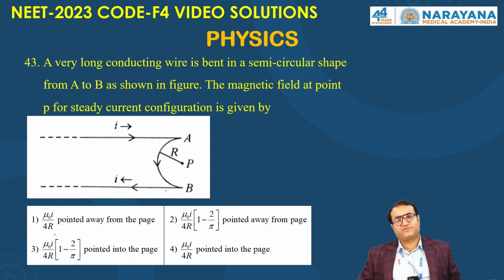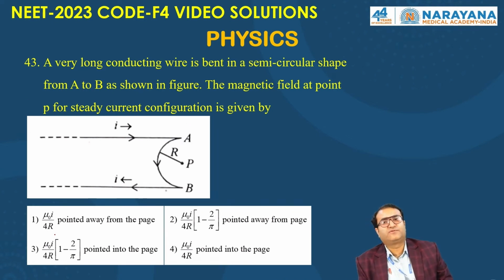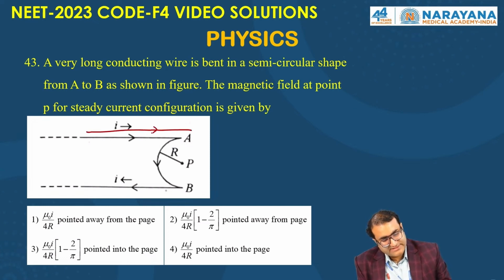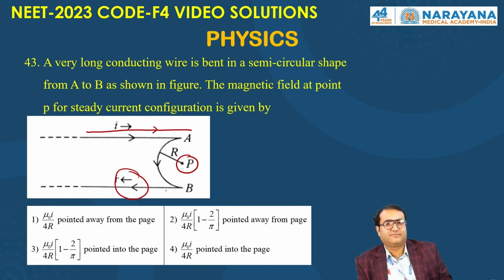Now here comes question number 43. A very long conducting wire is bent in the form of semicircular shape A to B as shown in the figure. The magnetic field at point P for a steady current is given by. If current is going in this direction, magnetic field at point P is inside the plane. By right hand thumb rule you can easily analyze, and due to this also it is inside the plane. If you sit at point P, this current is anti-clockwise. For anti-clockwise current, magnetic field is out of the plane.